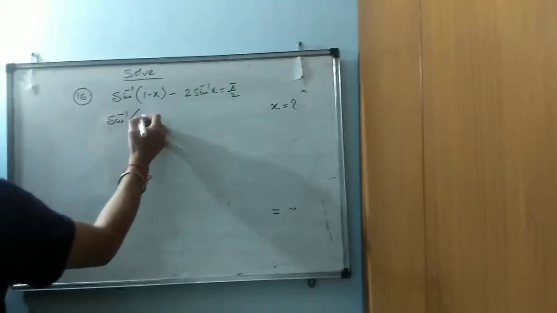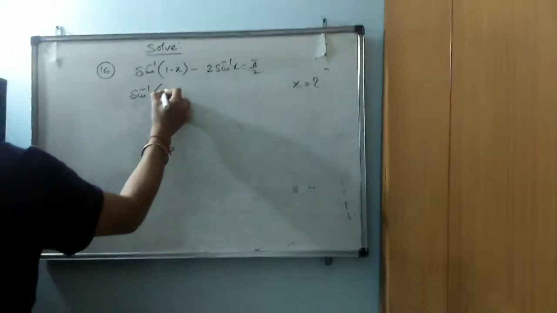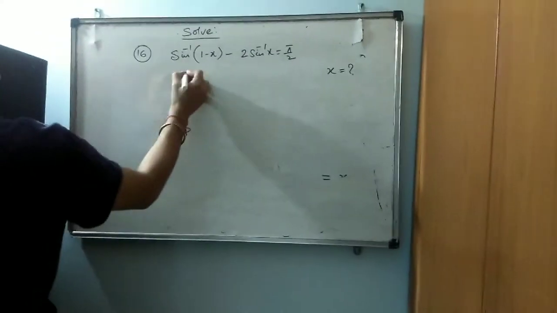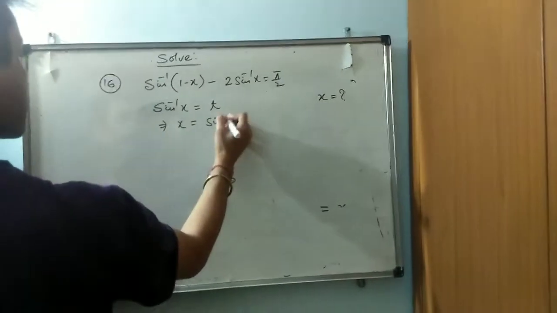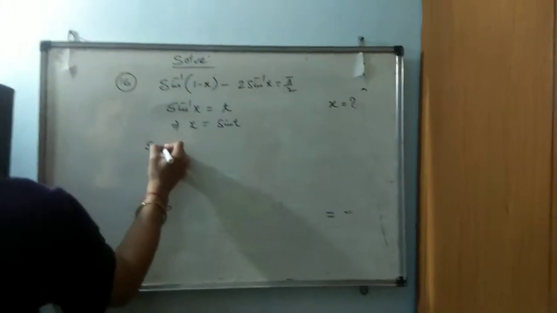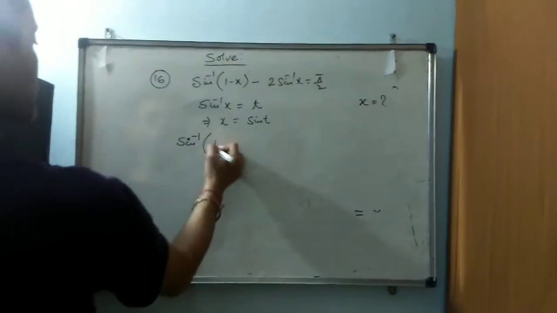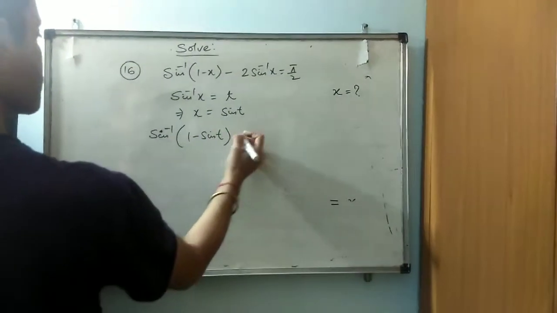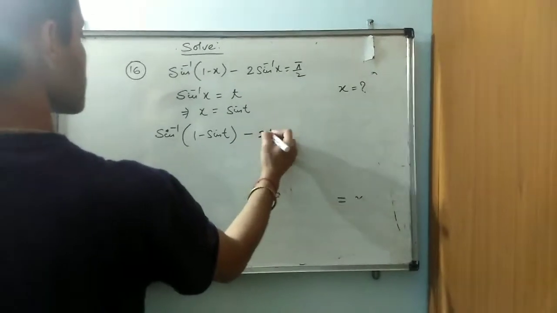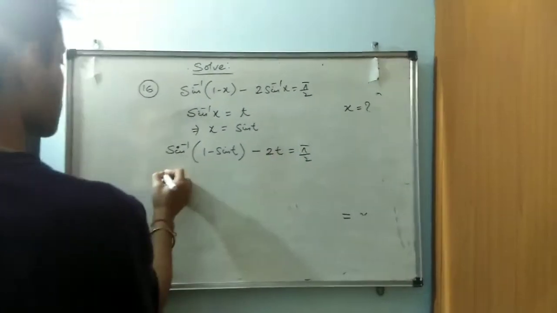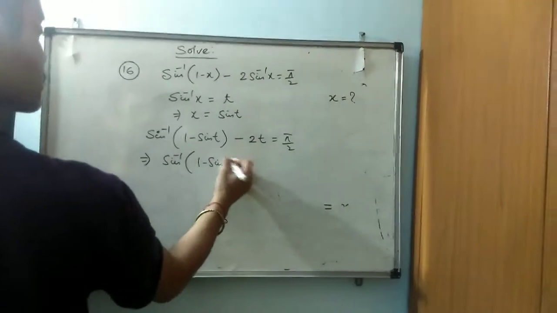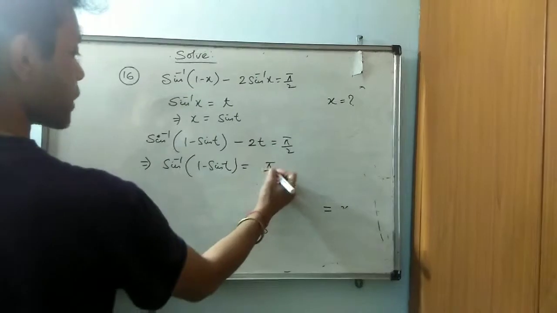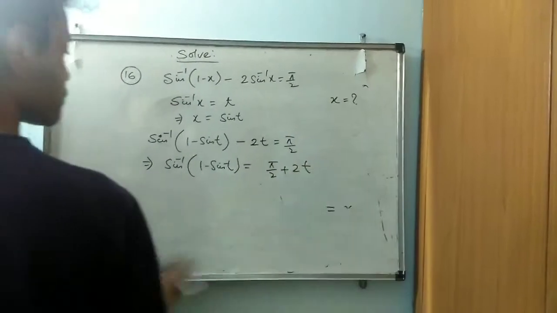Take sin inverse x is equal to something. Say I am taking sin inverse x is equal to t. So that will give us x is equal to sin t. Apply it everywhere: sin inverse (1 minus sin t) minus 2t is equal to pi by 2. In the next step, we get sin inverse (1 minus sin t) is equal to pi by 2 plus 2t.